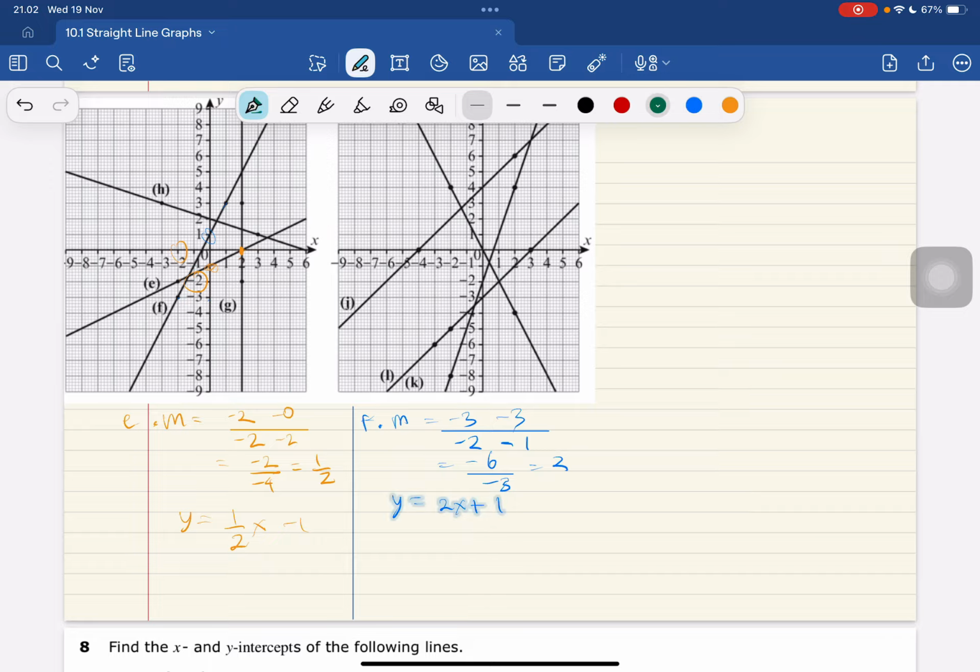Okay, next G. G is pretty easy. Look at it, this is x equals 2. So all x equals 2.